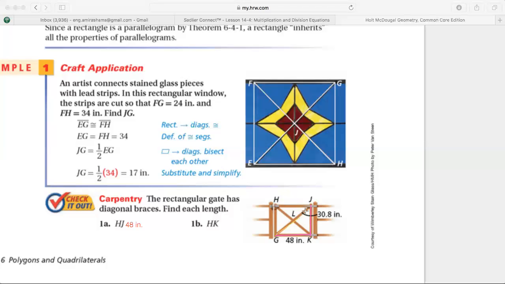Let's get GJ. Why do I want to get GJ? Because J is in the right triangle JKG that has two given lengths, which are 30.8 and 48. Do you remember from the first term the Pythagorean theorem?